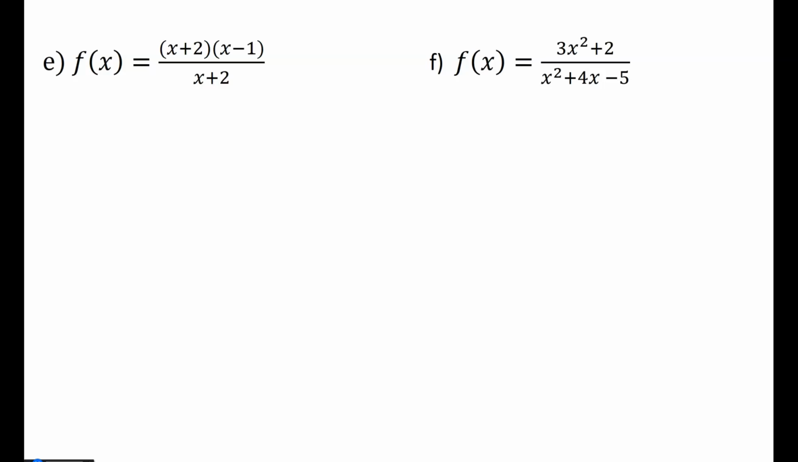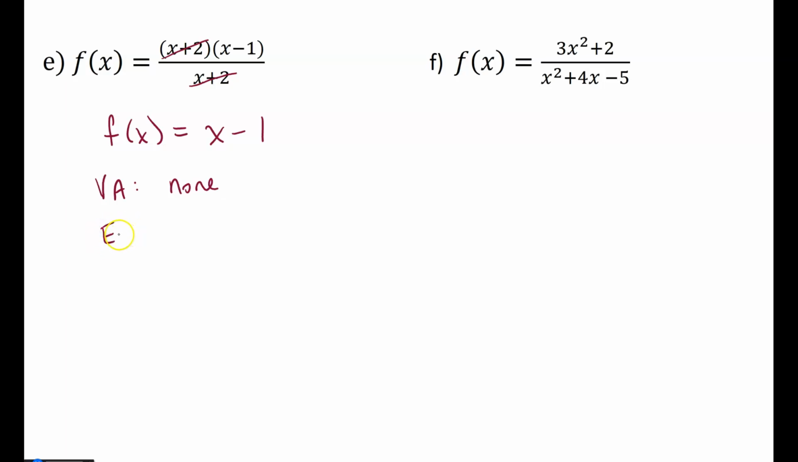So in E, I've got x plus 2 times x minus 1 all over x plus 2. First thing we want to notice is these two terms simplify out. In the end, our function is just x minus 1. All right. So with that in mind, we have no vertical asymptotes.